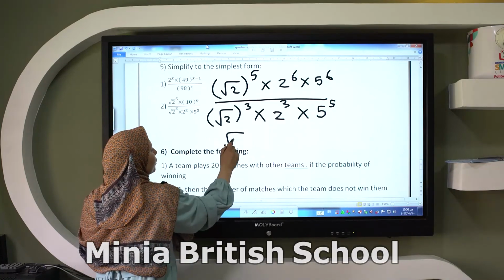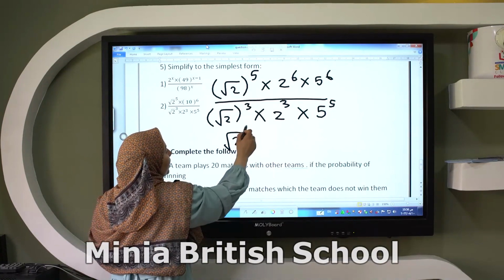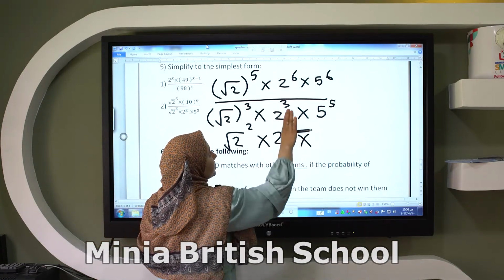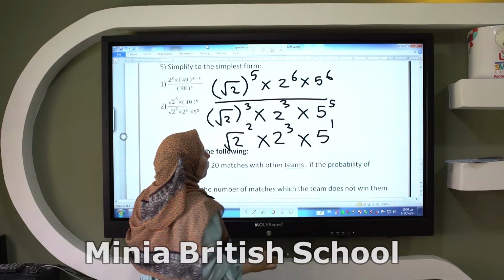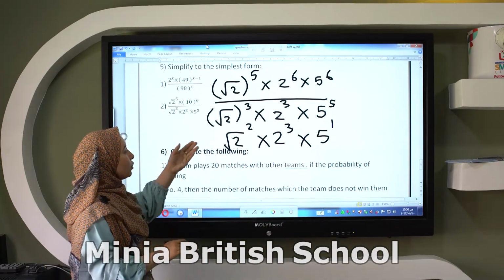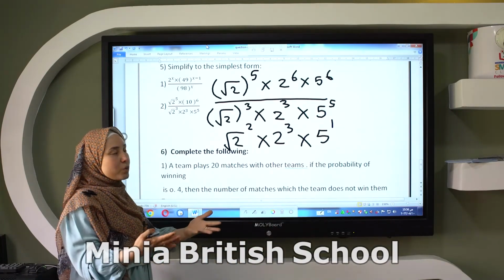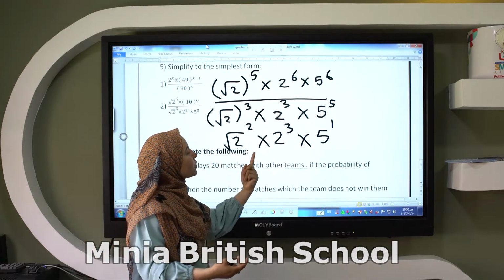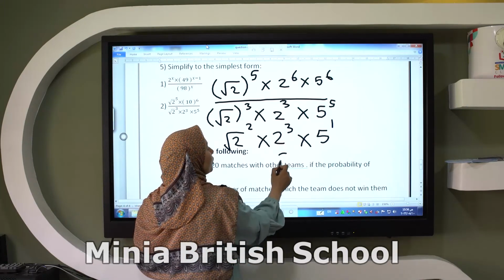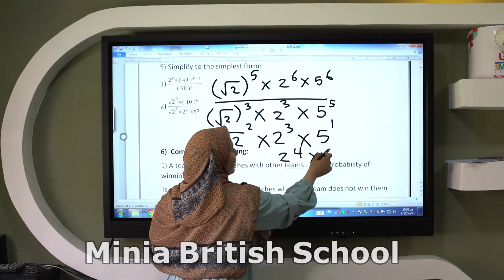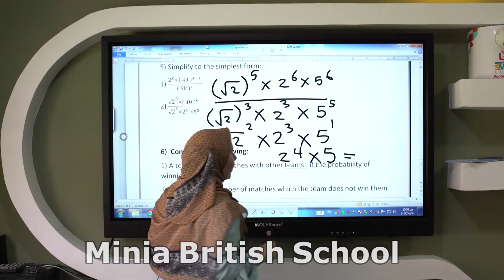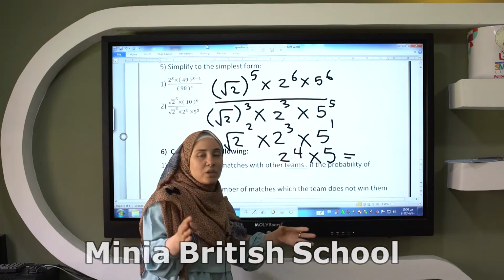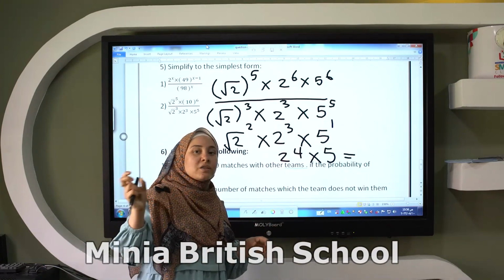So root 2 power (5 minus 3) equals root 2 power 2, times 2 power 3 times 5 power 1. Okay, root 2 power 2 equals what? Equals 2. So 2 power 1 times 2 power 3 equals 2 power 4. All of them times 5. Okay, 2 power 4 equals 16. 16 times 5, you can find the final answer by calculator.